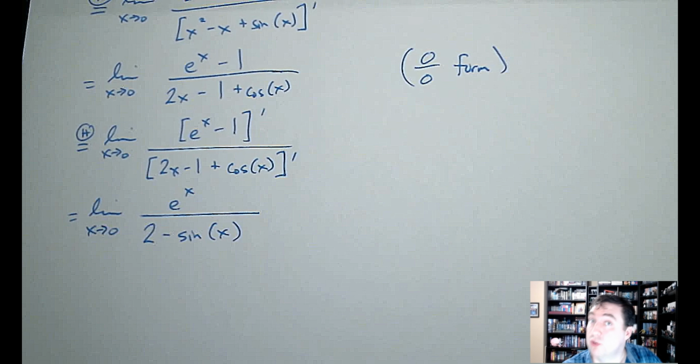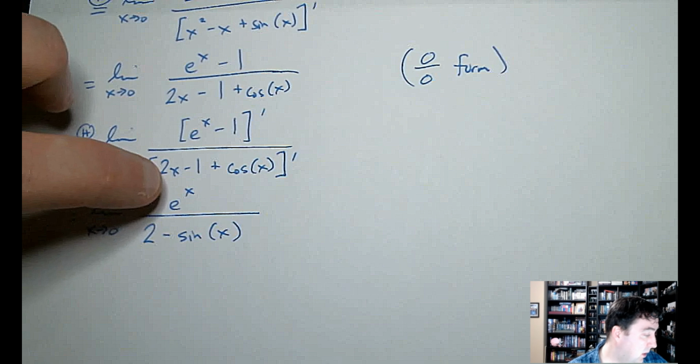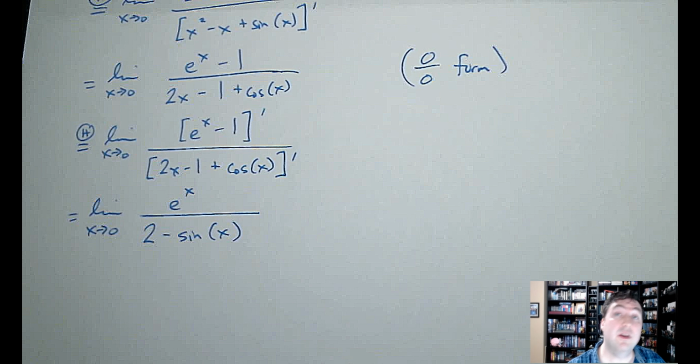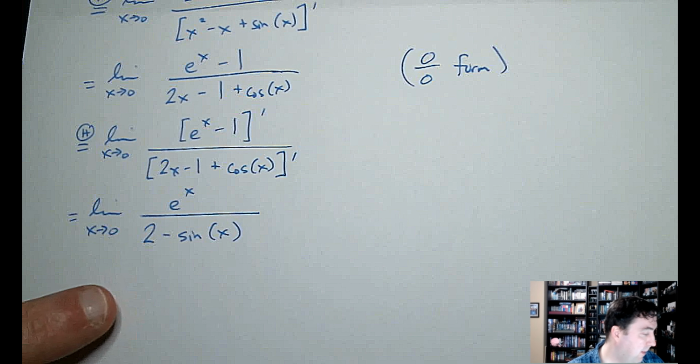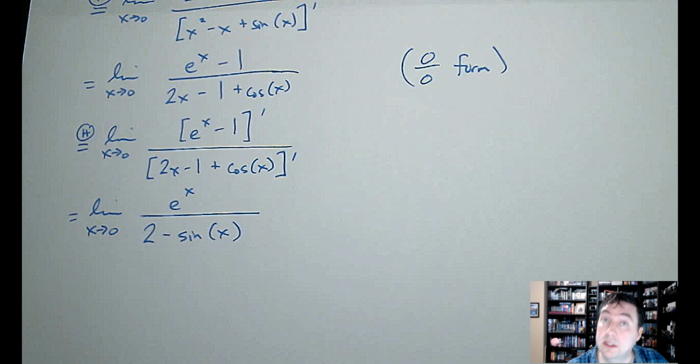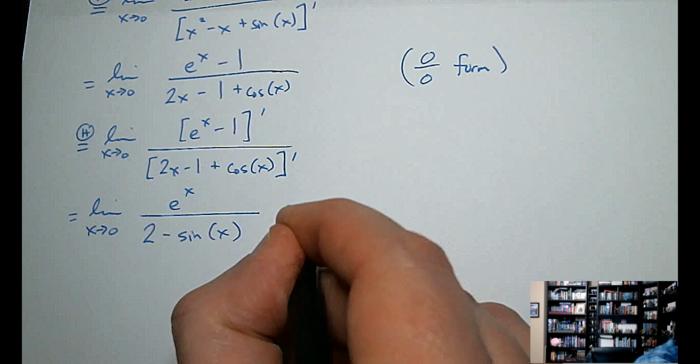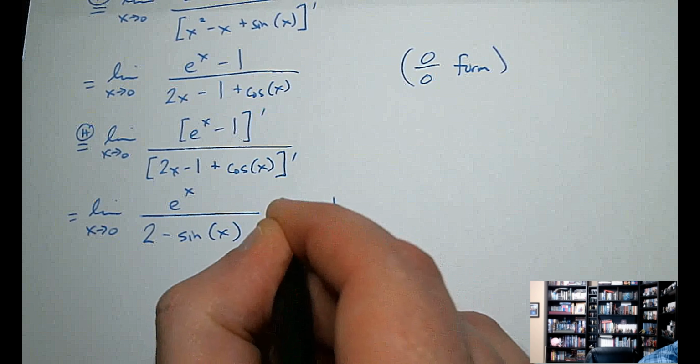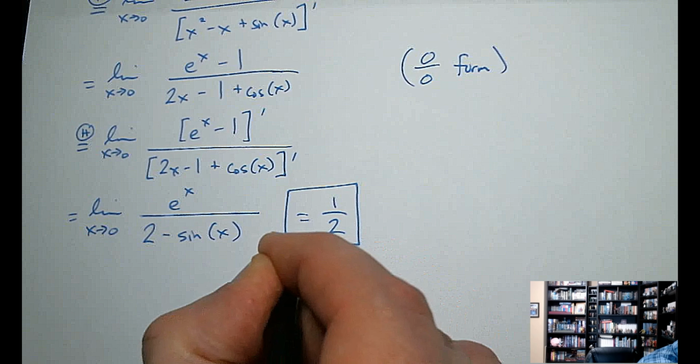And so what does direct substitution give us this time? Well, on top now we just get e to the 0, so we just get 1. So definitely not an indeterminate form. In the denominator, we get 2 minus sine of 0, which is 2 minus 0, which is 2. So there we go. That tells us that the limit is equal to 1/2.